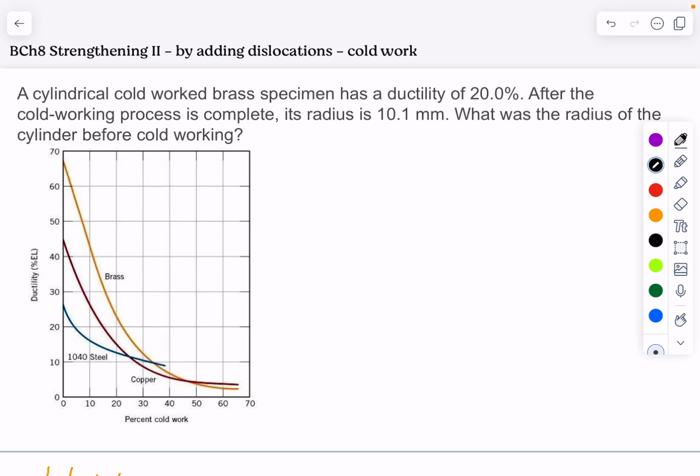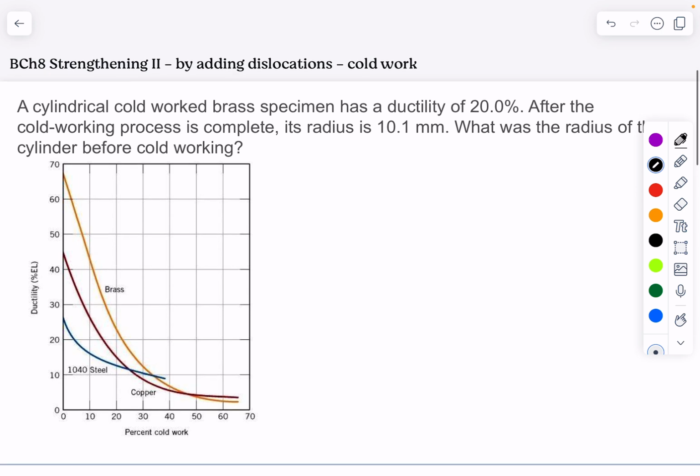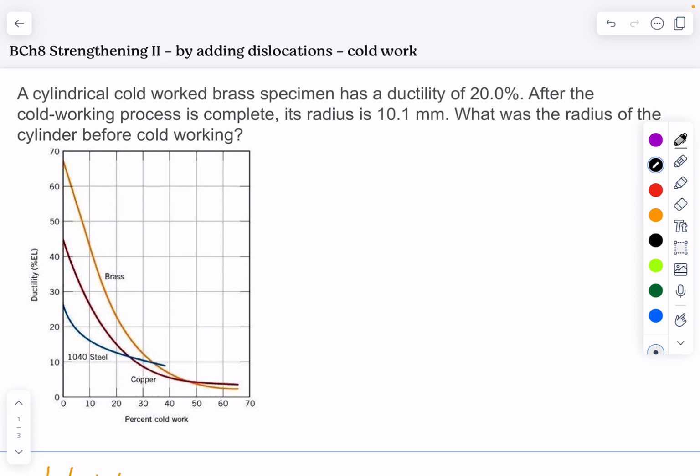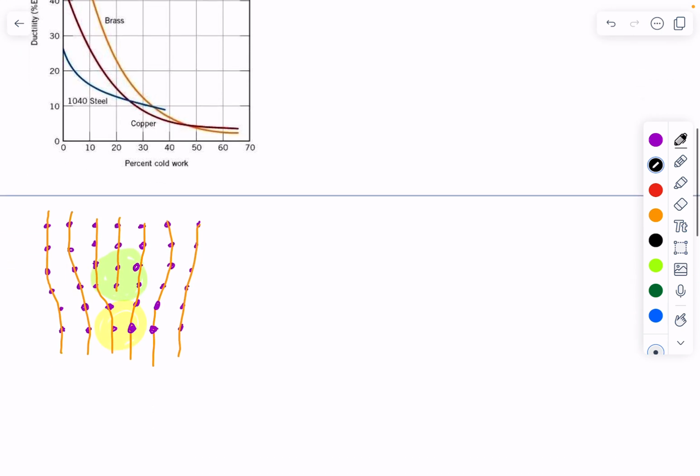Welcome back to Materials Science and Engineering. And so we are going to be solving this problem. It is an excellent problem. It helps us really begin to think through strengthening of materials. But before I begin to solve it, I want to back up a moment and just talk about dislocations.